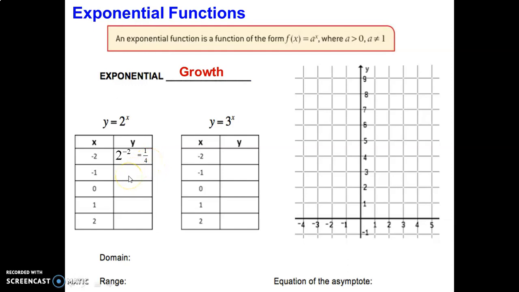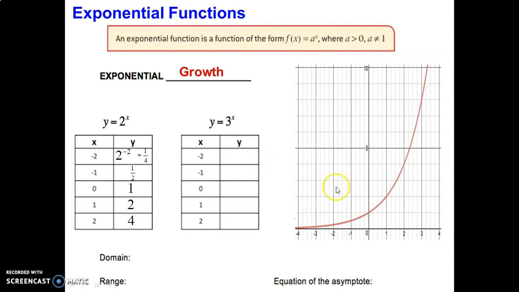Next one, what would that be? That would be 1/2, because with -1 there, you can bring it to the denominator, 1/2. Okay, next one, 2 to the 0 power, 1. Anything to the 0 power is 1. And then we have 2, and then we have 4. Try that with y = 3^x. First one, oh, by the way, sorry, here's the graph of that first one there.